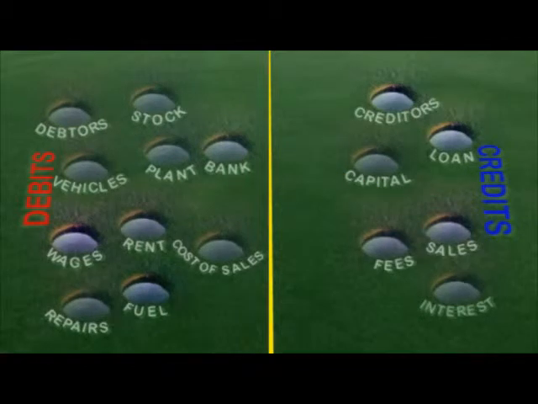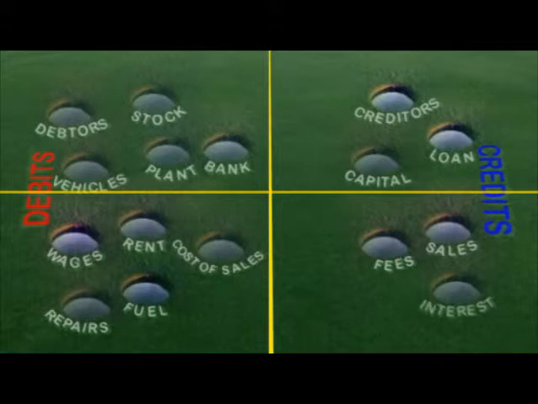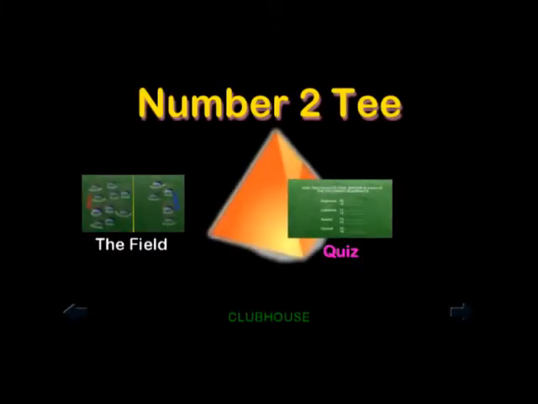There is one more interesting characteristic about our field. It has a second dividing line, one that runs lengthways down the field. This produces a top part and a bottom half of the field. The top half we refer to as the balance sheet area, and the bottom part as the income statement area. Back to the number 2 tee menu, and let's now go and look at the quiz for that tee.